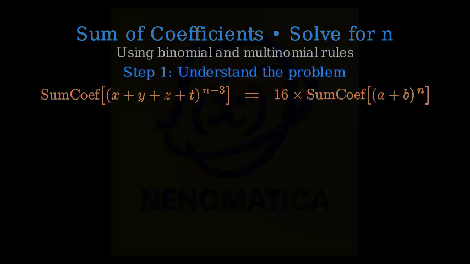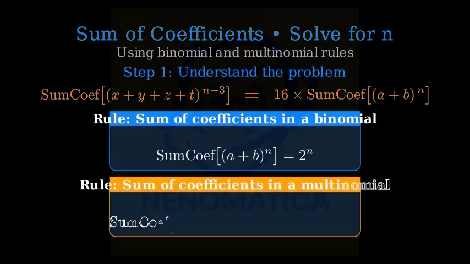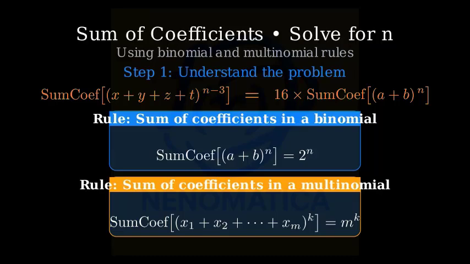We are told the sum of coefficients of the expression (x + y + z + t)^(n-3) equals 16 times the sum of coefficients of the expression (a + b)^n. Recall a useful rule. For a binomial, the sum of coefficients of (a + b)^n is 2^n because we substitute a = 1 and b = 1. For a multinomial with m terms, the sum of coefficients of (x1 + x2 + ... + xm)^k is m^k, again by plugging ones for all variables.